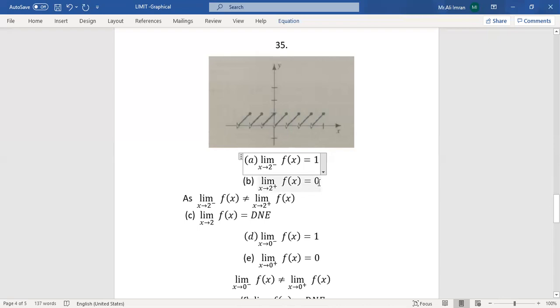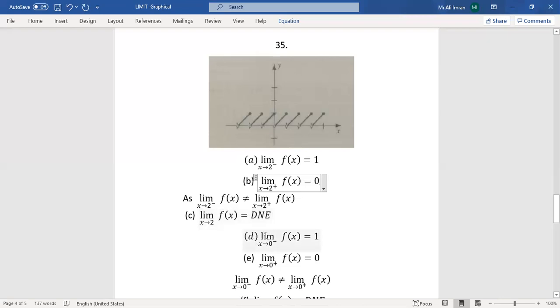If we put the limit x greater than 2, we have the value of the function is equal to 0. As left hand limit is equal to 1 and right hand limit is equal to 0, both limits are not equal, therefore our c part, that is limit x approaches 2 of f of x, does not exist.